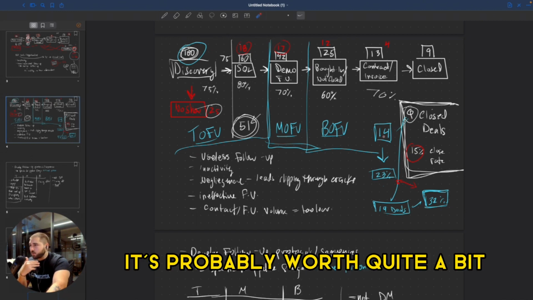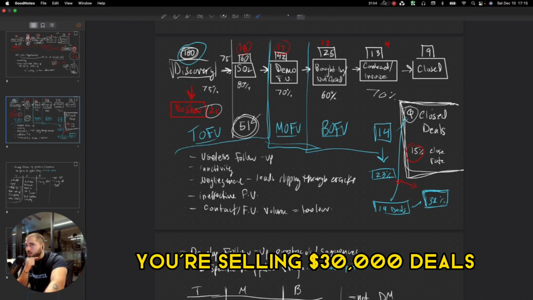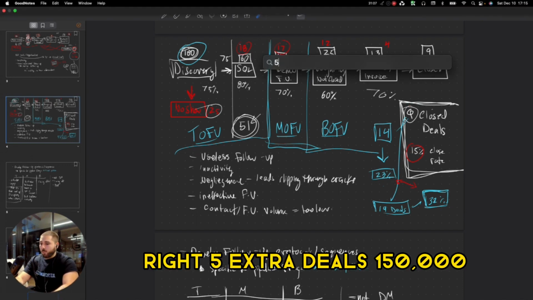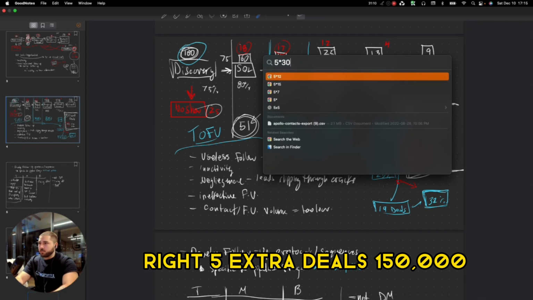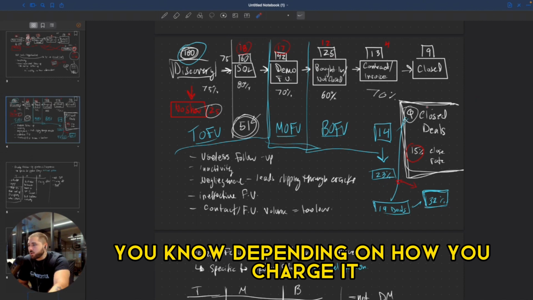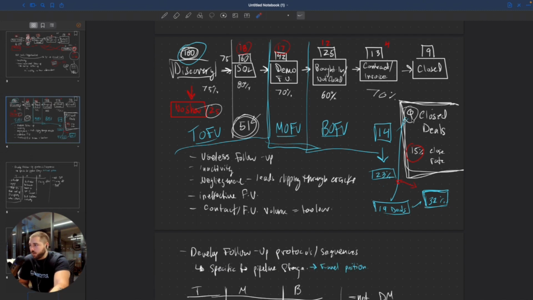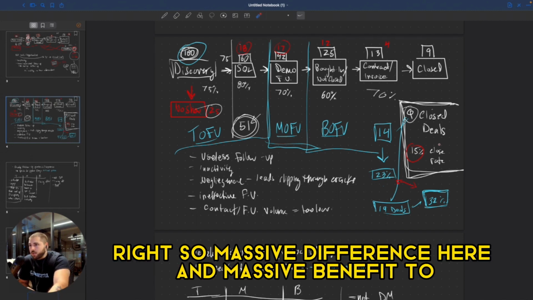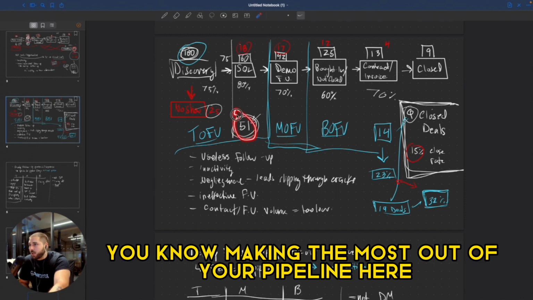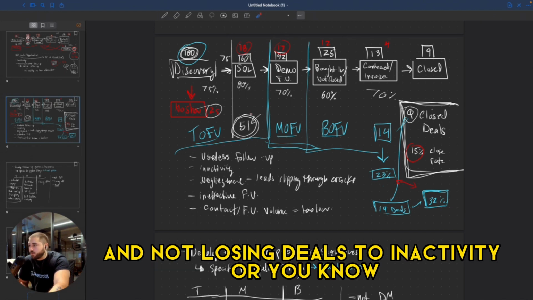If you're doing outbound, it's probably worth quite a bit. That's a big difference. Let's say you're selling $30,000 deals. 5 extra deals is 150,000. Depending on how you charge, monthly or upfront, that can be 150,000 in extra cash collected, or 150,000 extra revenue, right? So a massive difference here, and massive benefit to making the most out of your pipeline and being efficient with your leads and not losing deals to inactivity or ineffective follow-up.